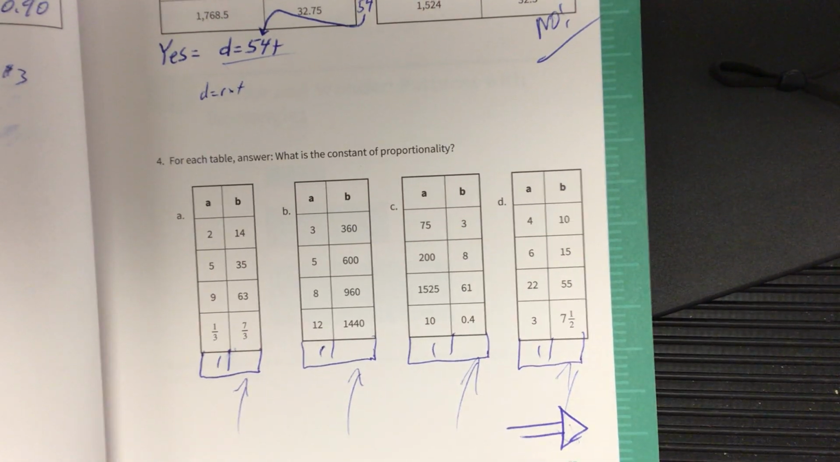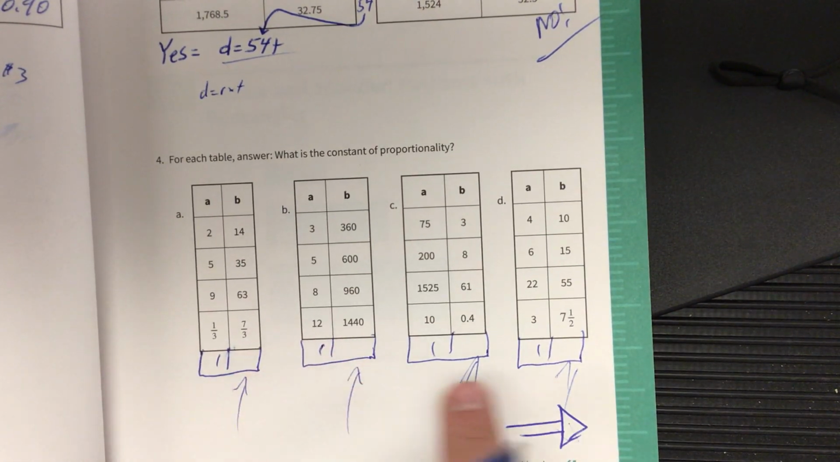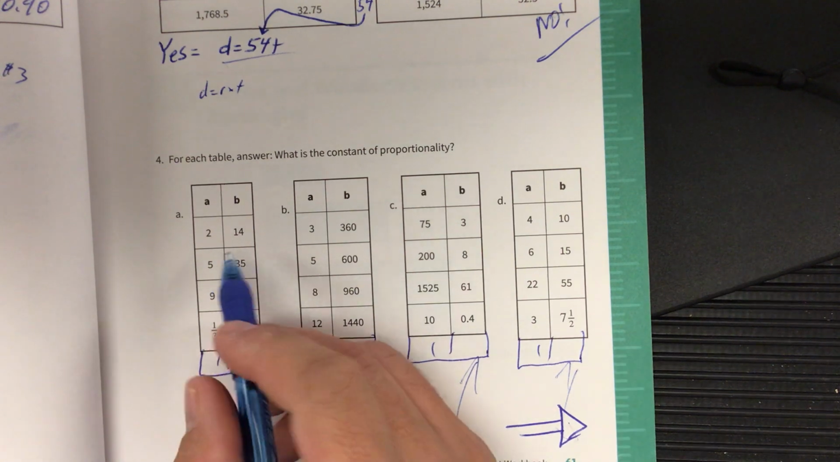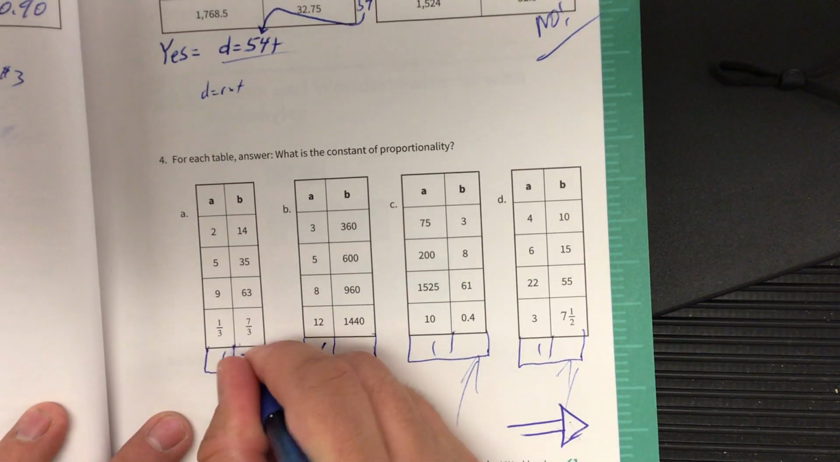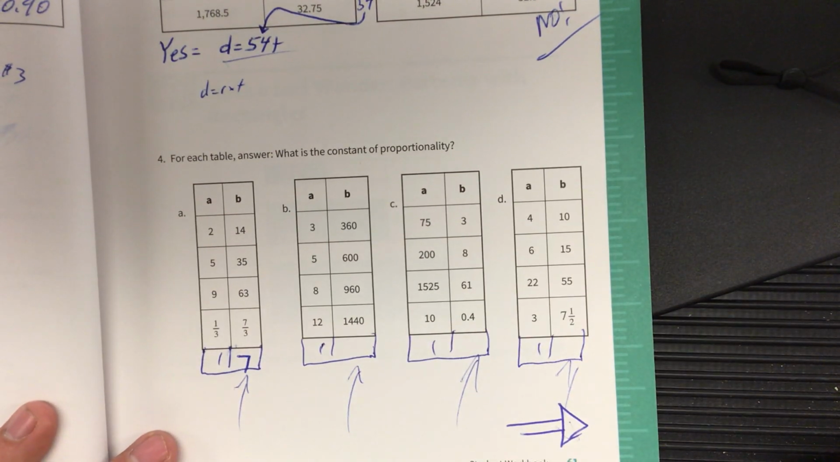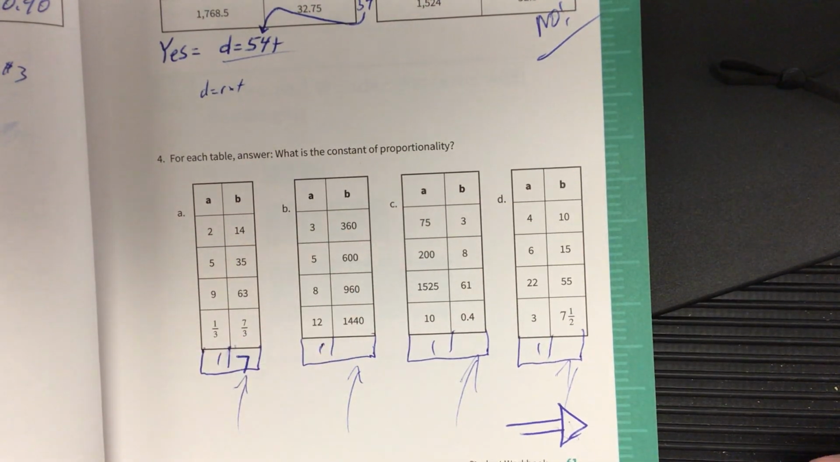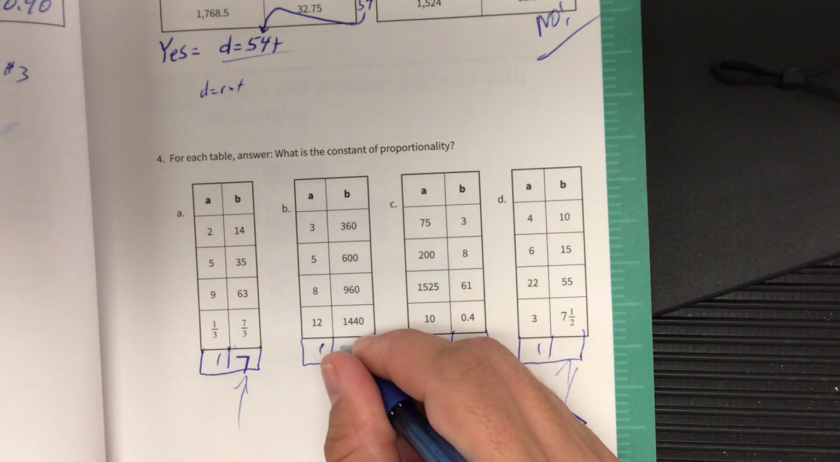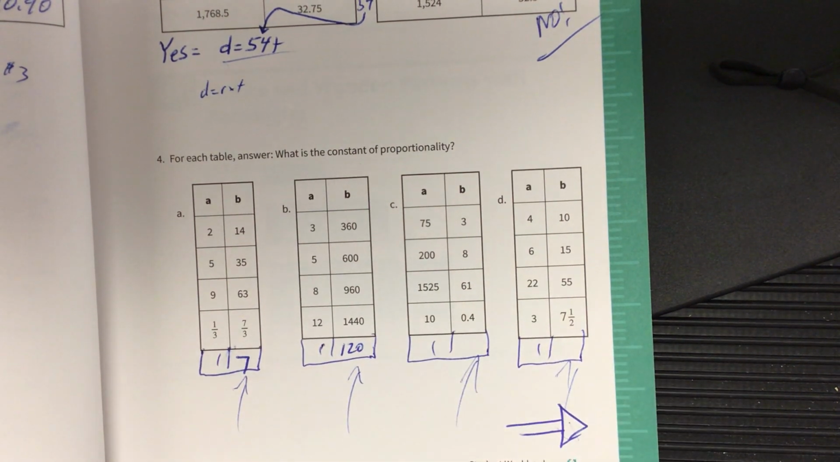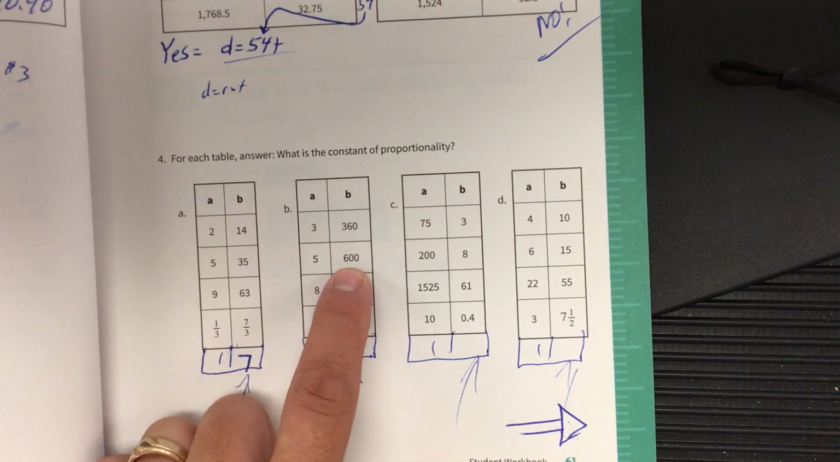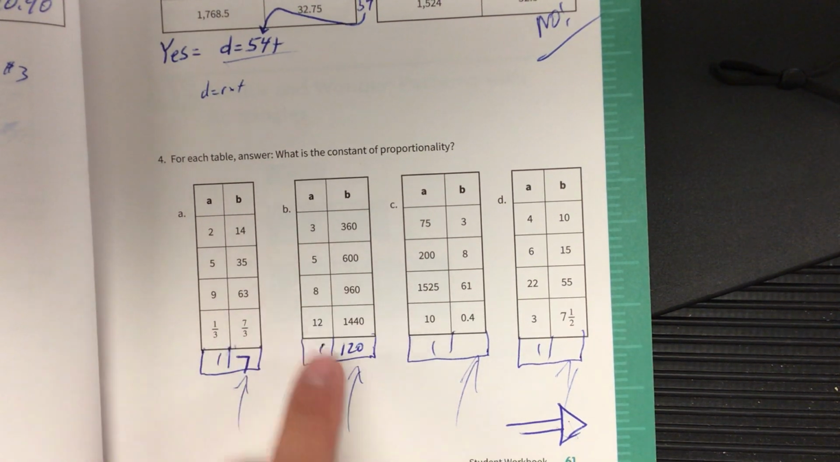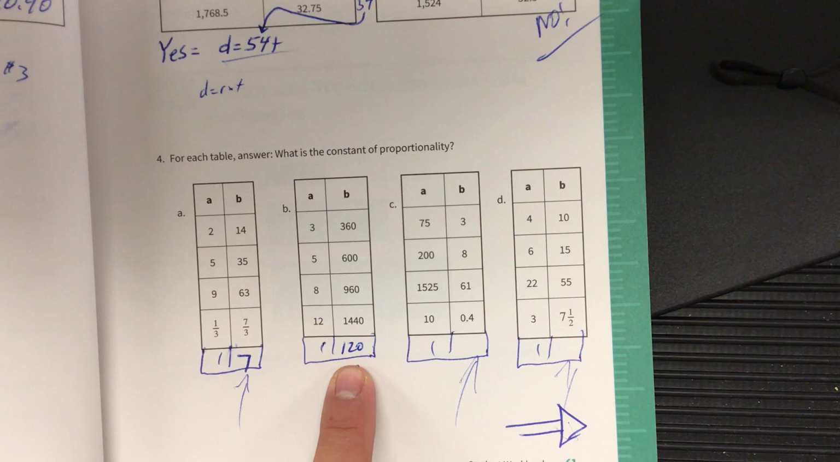Question 4. Find the constant of proportionality. So I put a little number underneath all of them. First one, 2 times what is 14? 7. Kinley, 3 times what is 360? 120. And again, if you don't know how to do that, you can always take 360 divided by 3, 600 divided by 5, 960 divided by 8. They all give you the same number.